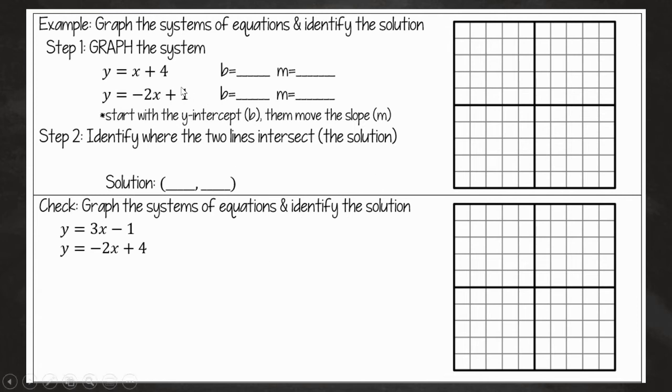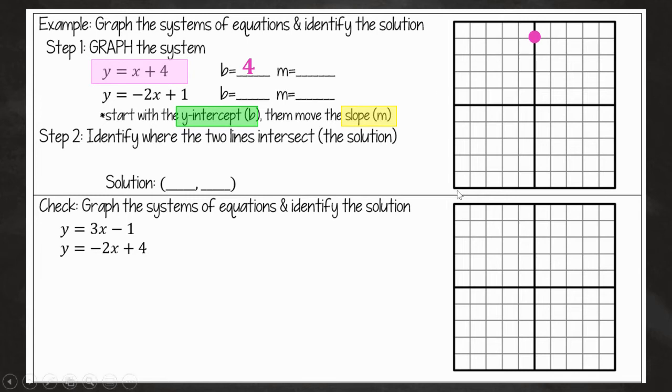Okay, in this example, we have to graph the system of equations and identify the solution. So the first thing we have to do is graph. To graph this line, we're going to start with our y-intercept, and our b here is 4 because that's the number that's by itself, the constant. So I'm going to go over to my graph and plot my y-intercept of 4. Then I need to move my slope.